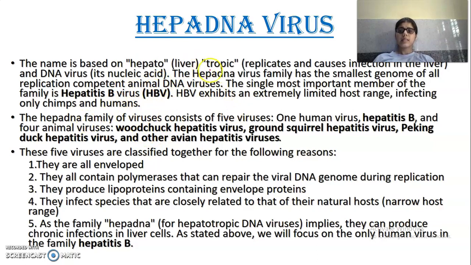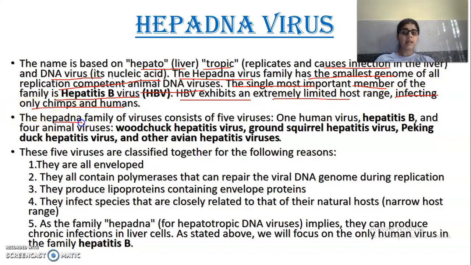Hepadnavirus, as the name is based on hepato, liver, and tropic, replicates and causes infection in the liver, and they are DNA viruses as they have DNA as their nucleic acid. The family has the smallest genome of all replicating animal DNA viruses. The single most important member of the family is hepatitis B virus, HBV. HBV exhibits an extremely limited host range, infecting only chimpanzees and humans.